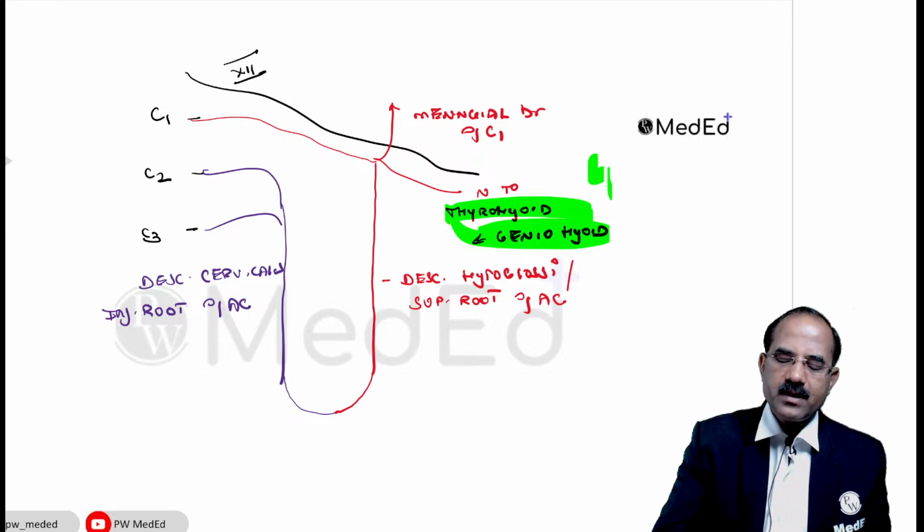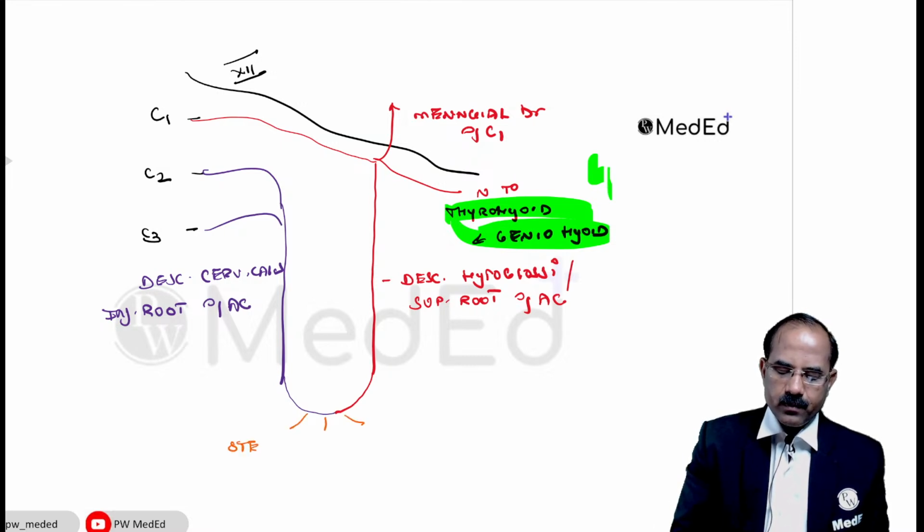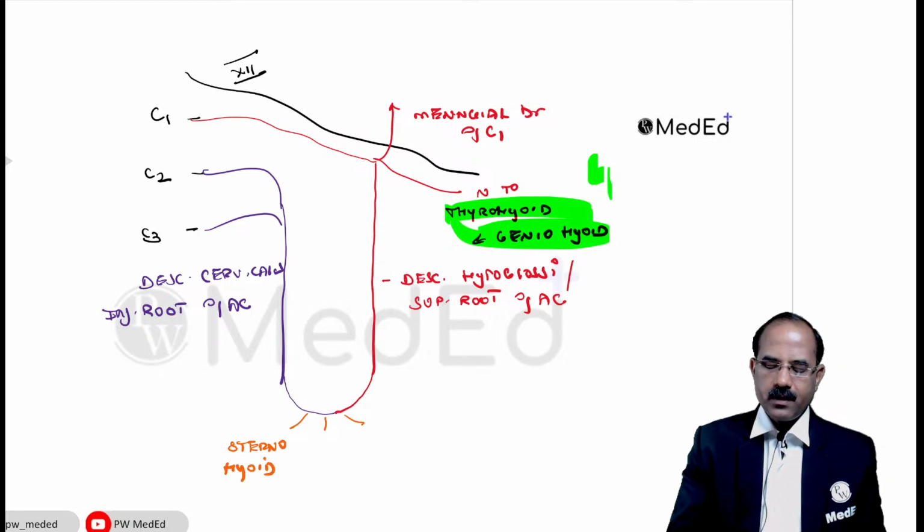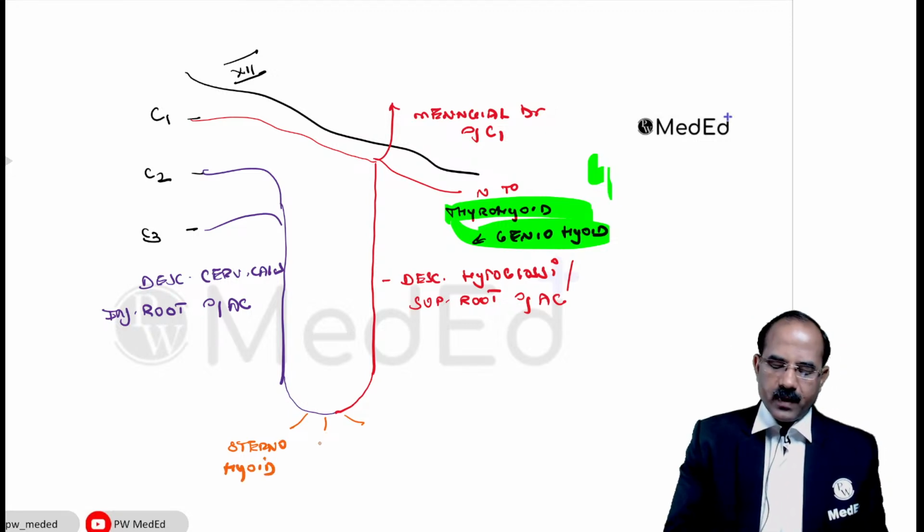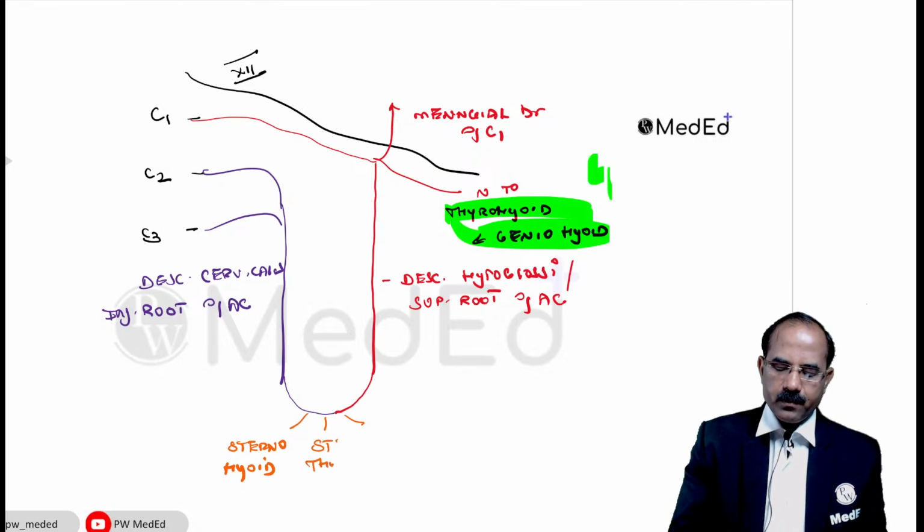Okay. Now what does this Ansa cervicalis supply? It supplies the sternohyoid muscle, the sternohyoid.